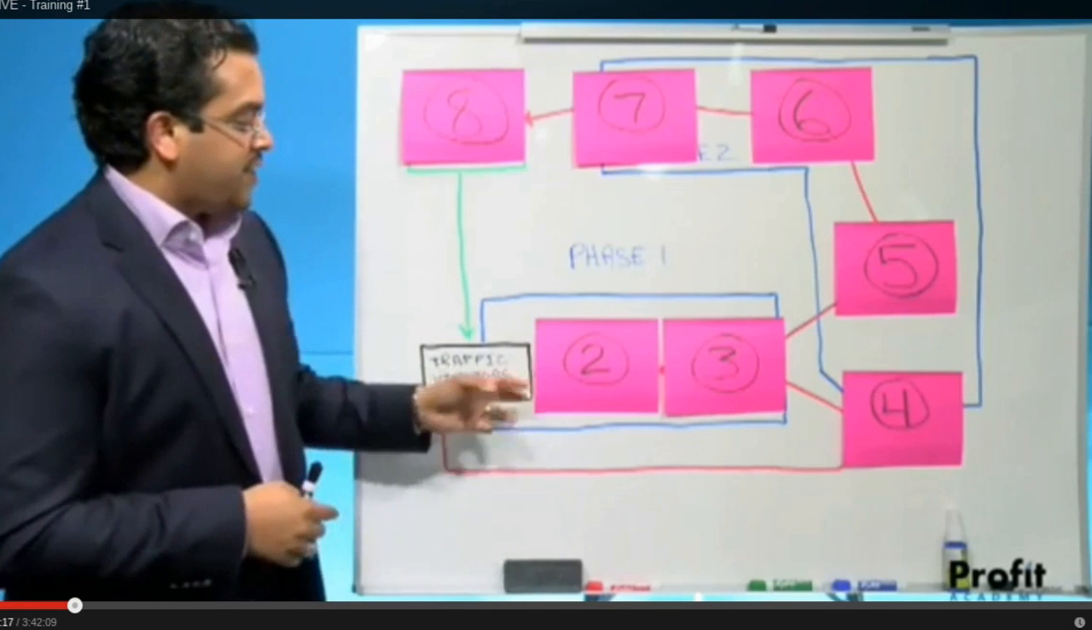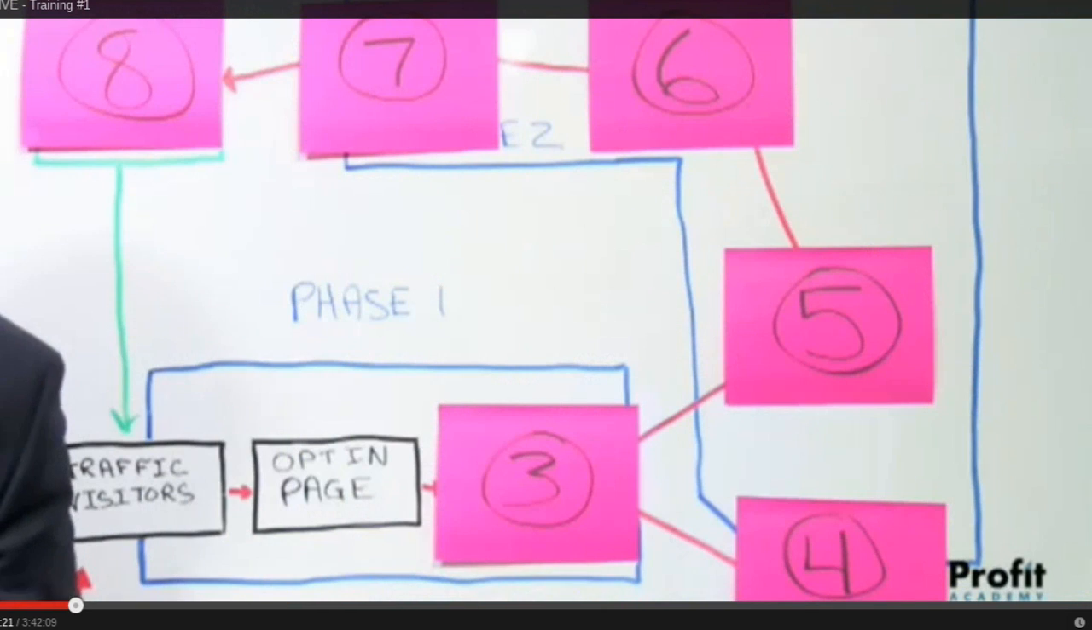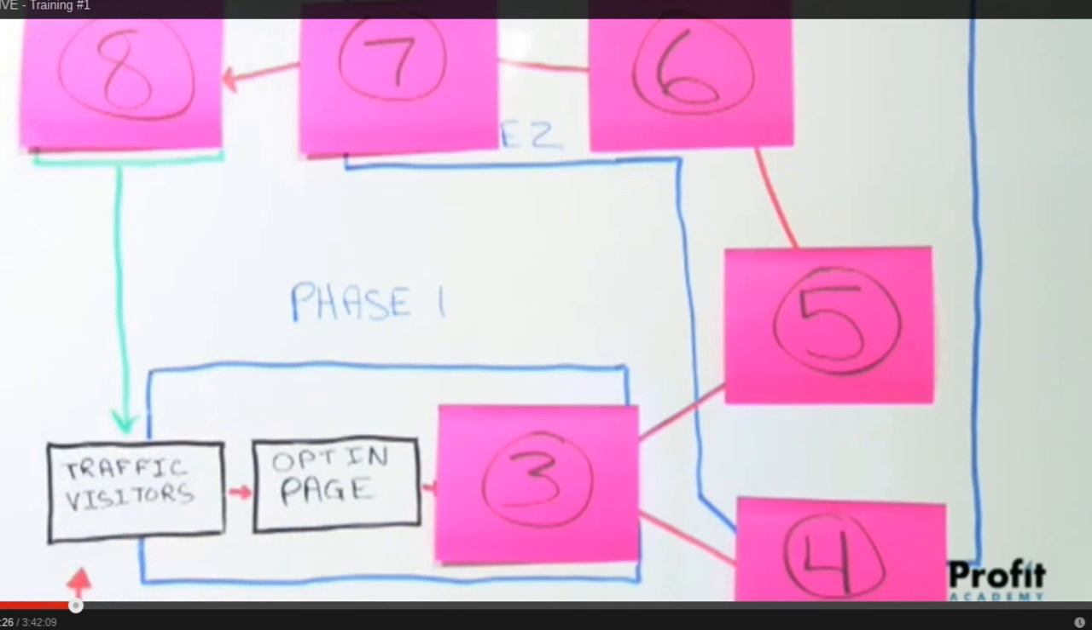All right, so traffic visitors. Now, where do they go? Well, they go to your one-page website, right? An opt-in page. Pretty simple so far. Haven't lost you yet. It's a page that I'm going to show you a live example of in the next section. So bear with me.